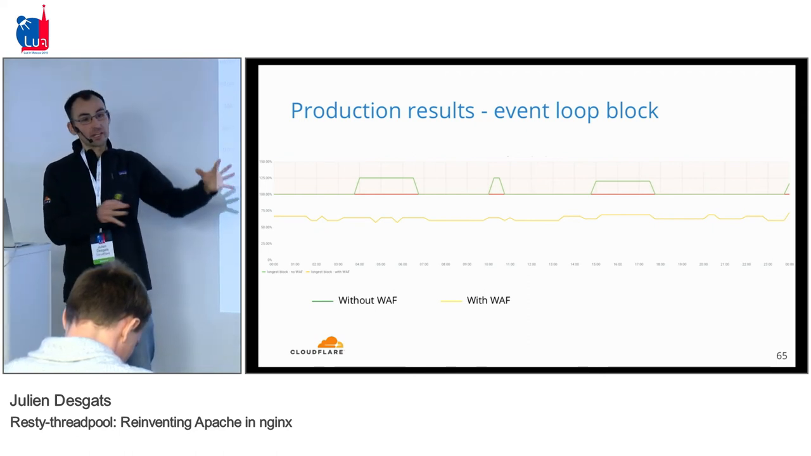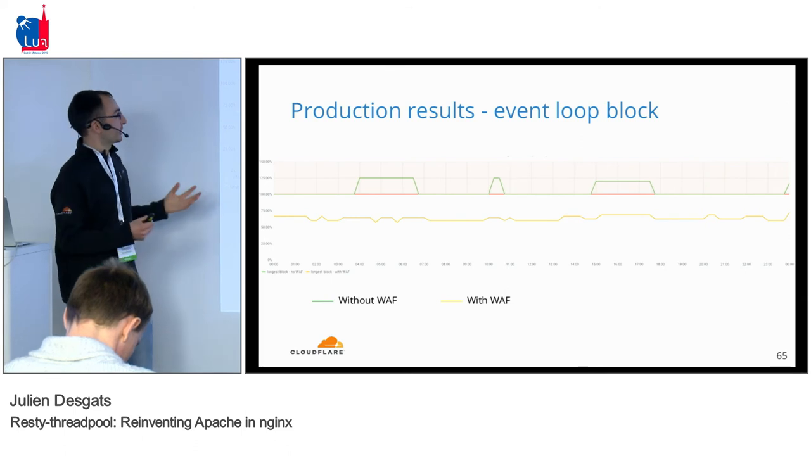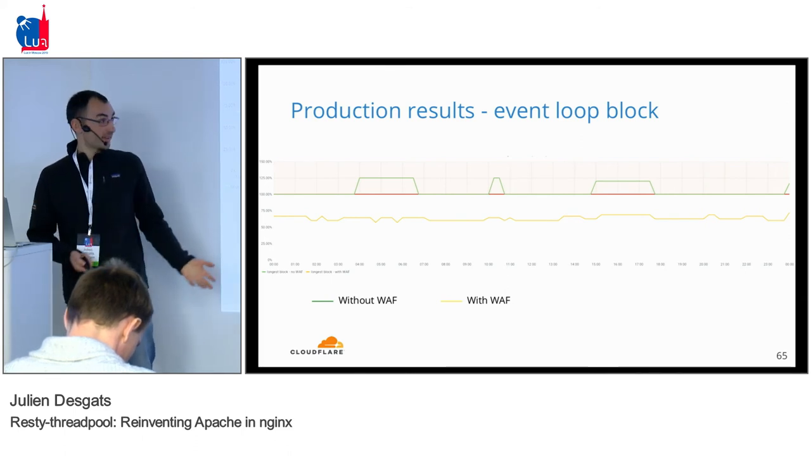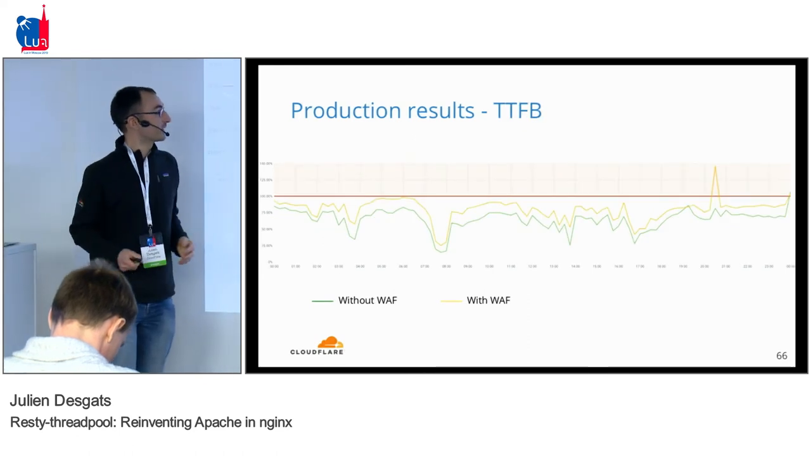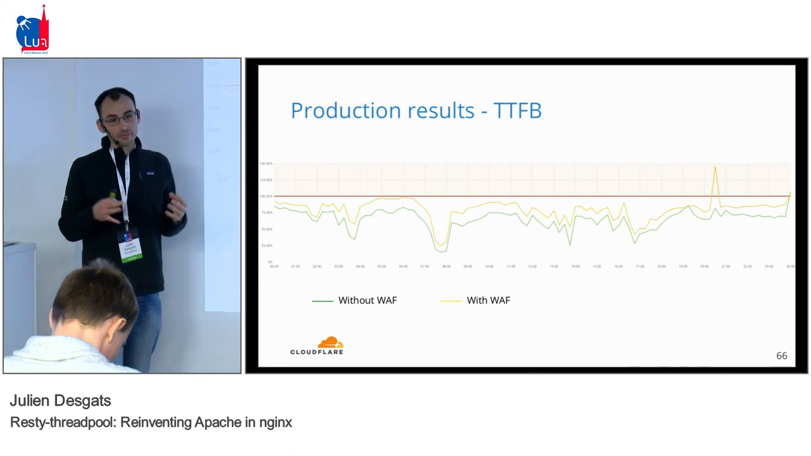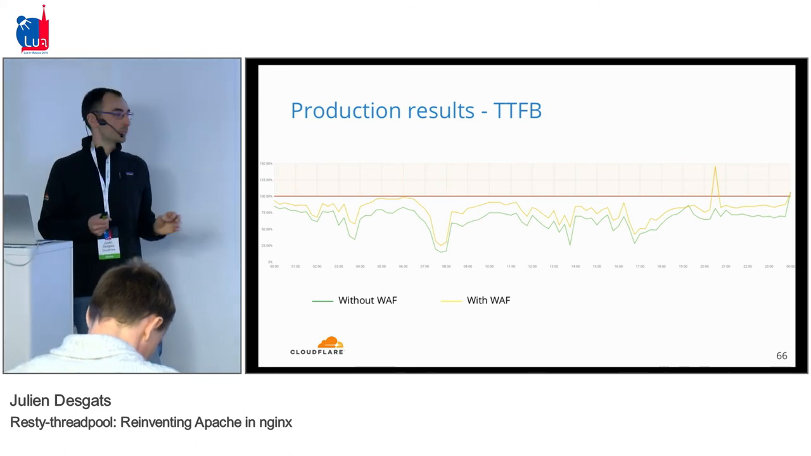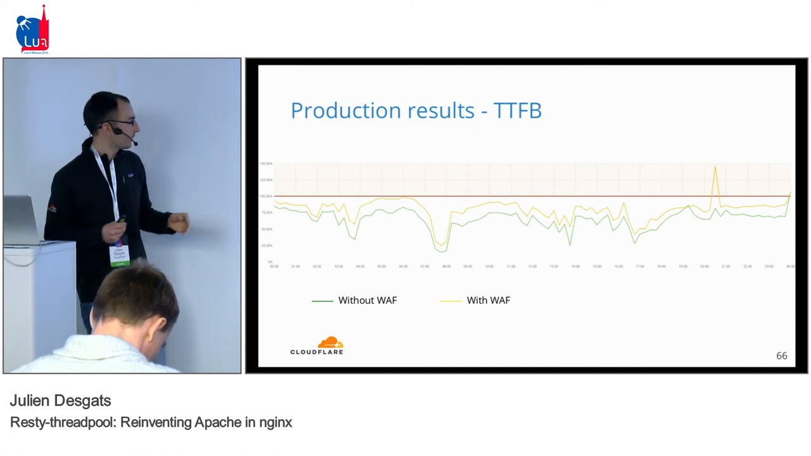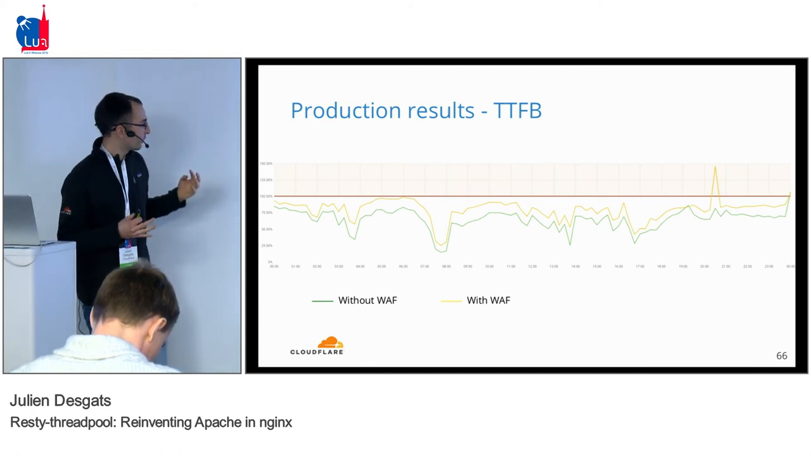That's nice, but actually our customers don't care about that, because what they care about is not how we handle the request at kernel level. It's how we can deliver responses faster. So let's have a look at that. That's the time to first byte, only for cached requests, because if we have to go to the origin, we don't really control all the chain, so it gets a bit more noisy.